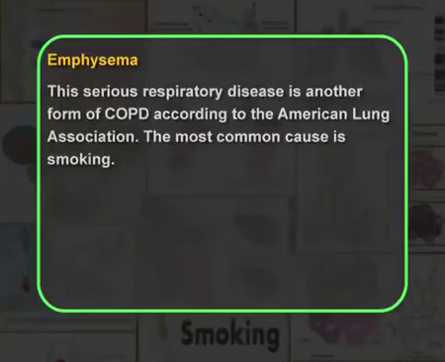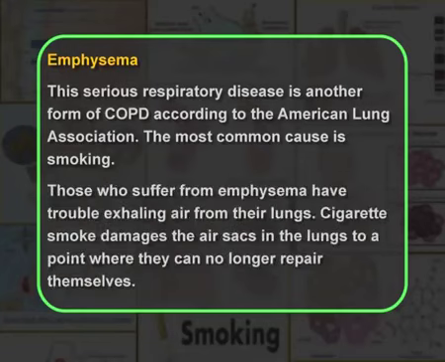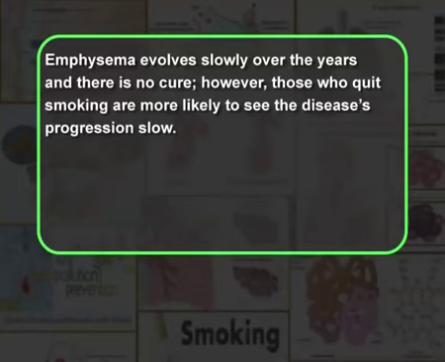Now, emphysema. This serious respiratory disease is another form of COPD, and according to the American Lung Association, the most common cause is smoking. Those who suffer from emphysema have trouble exhaling air from their lungs. Cigarette smoke damages the air sacs in the lungs to a point where they can no longer repair themselves. Emphysema evolves slowly over the years and there is no cure. However, those who quit smoking are more likely to see the disease's progression slow.